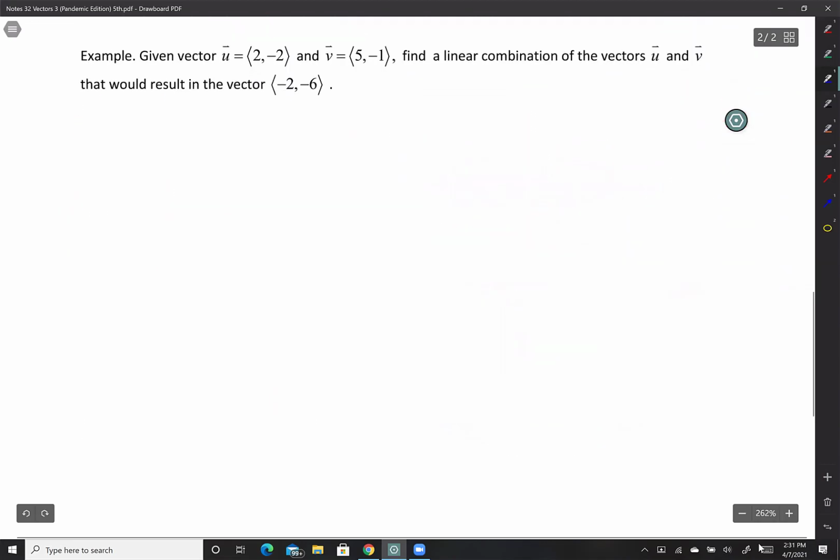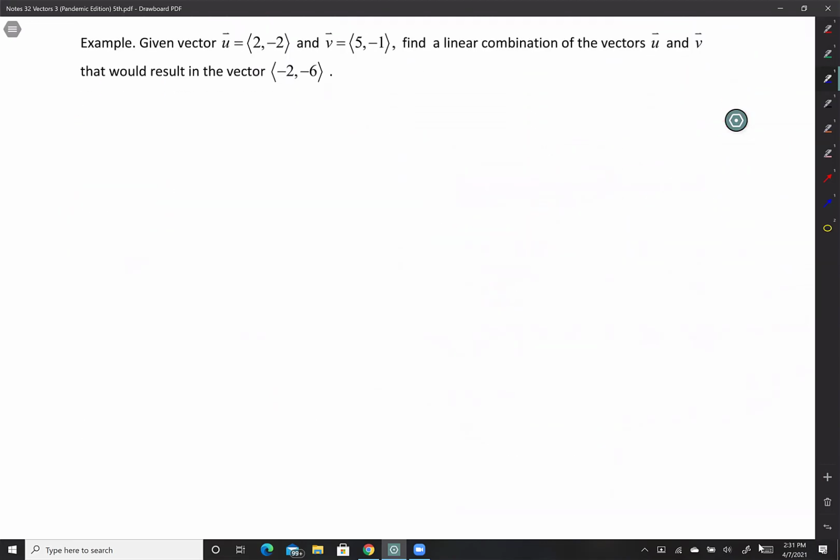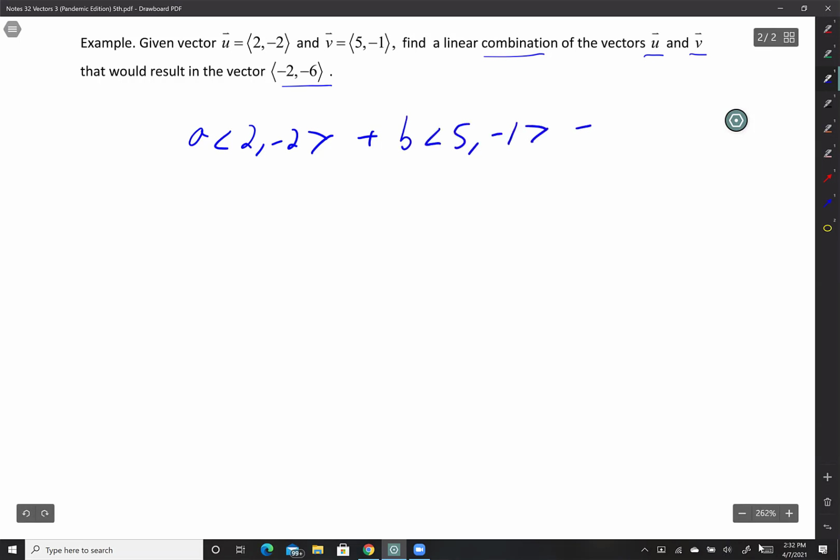It's the same thing, but this one's more complicated. Don't worry, we'll be done after this, and I'll show you some delta. It says, given vector u is 2, negative 2, and v is 5, negative 1, find a linear combination of vector u and v that would result in the vector negative 2, negative 6. So I'm doing the same thing, guys. They want a times u, 2 comma negative 2, plus, or it could be a negative, right? But I'm just going to write plus b times 5 comma negative 1. And when I do that, I want to get the resultant vector to be negative 2 comma negative 6.